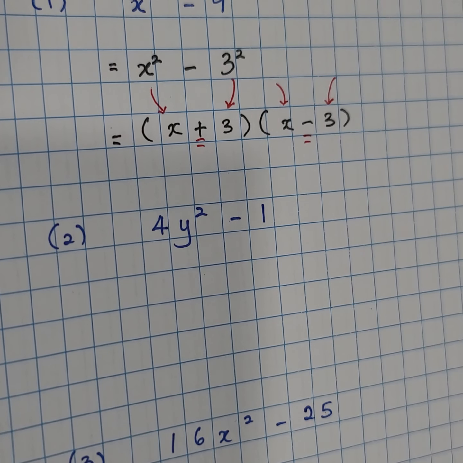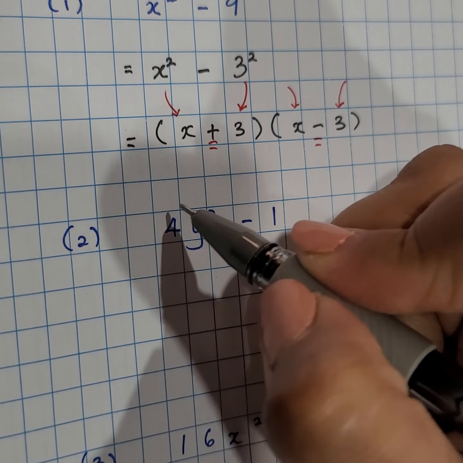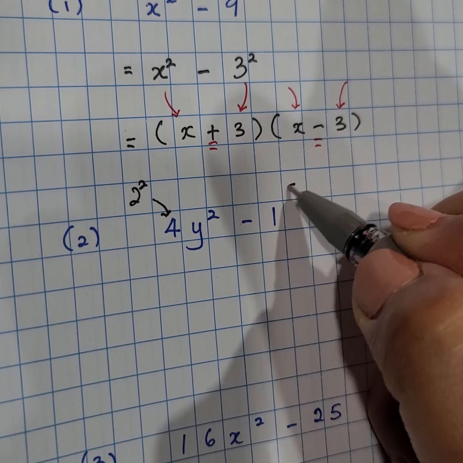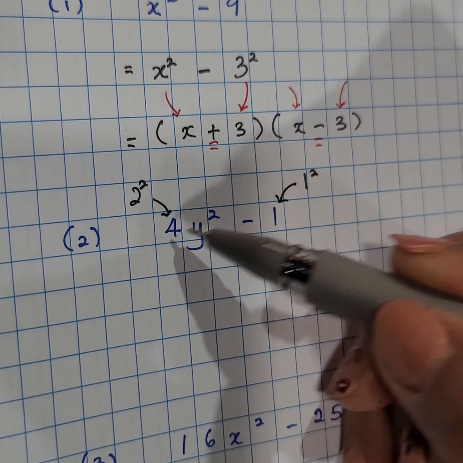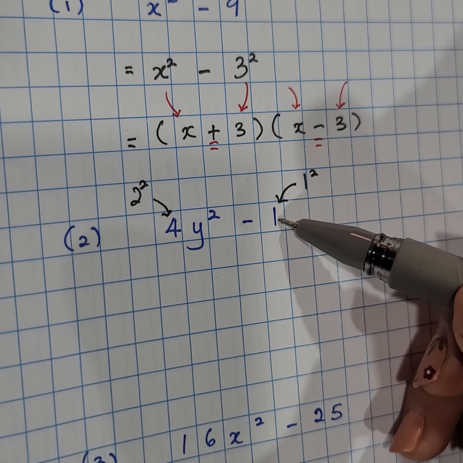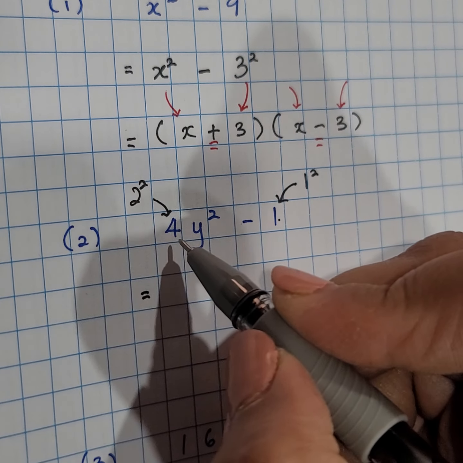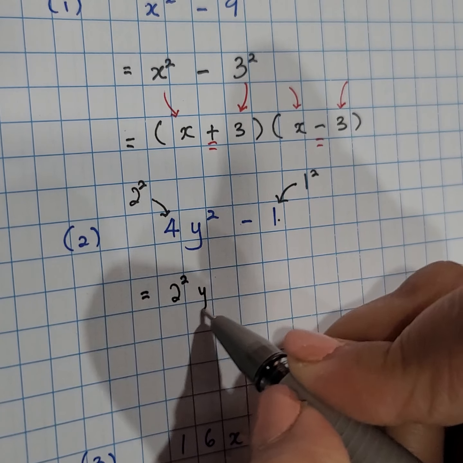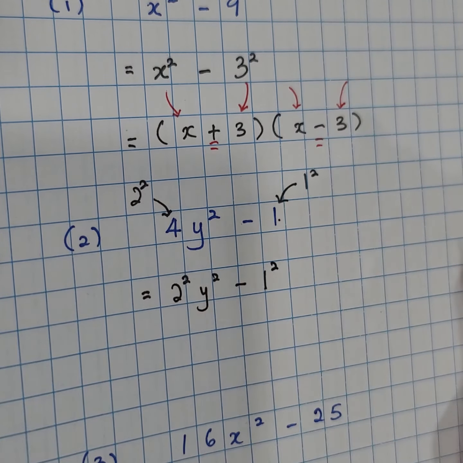Okay, let's try another one. So in the next one, we have 4y square minus 1. So 4 can be changed into 2 square and 1 can be changed into 1 square. So 2 square gives you 4 and 1 square gives you 1. So now we are going to rewrite this algebraic expression. Tulis balik semula, 4 tu ganti dengan 2 kuasa 2. Tolak, 1 tu gantikan dengan 1 kuasa 2.